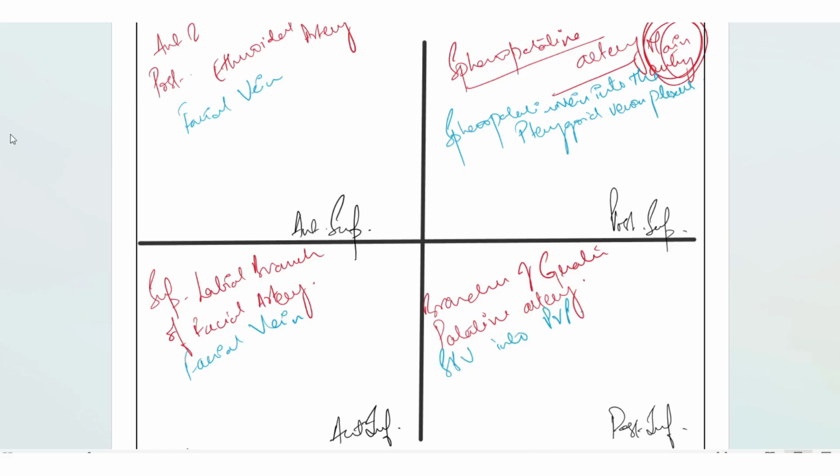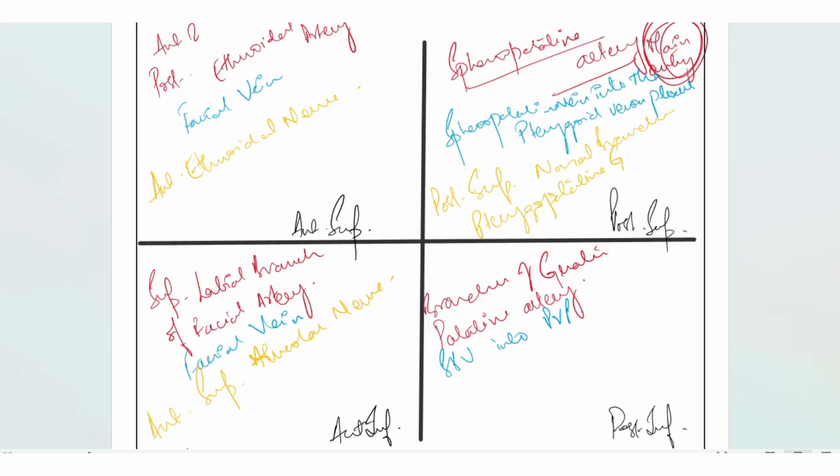Now we will see the nerve supply. Anterosuperior is supplied by the anteroethmoidal nerve. Anteroinferior is supplied by the anterosuperior alveolar nerve. The posterosuperior is supplied by the posterior superior nasal branches from the pterygopalatine ganglion. And the posteroinferior is supplied by the nasopalatine branches of the pterygopalatine ganglion.